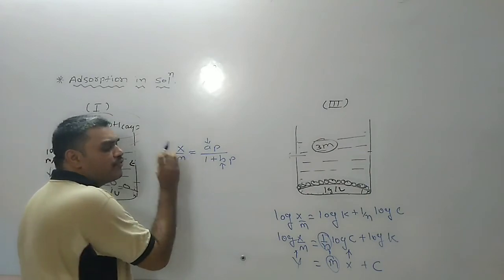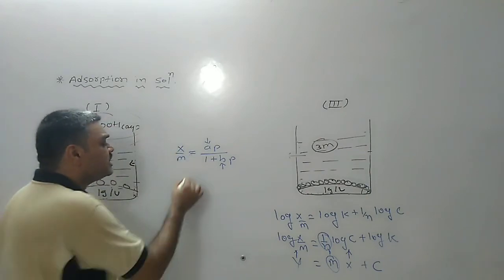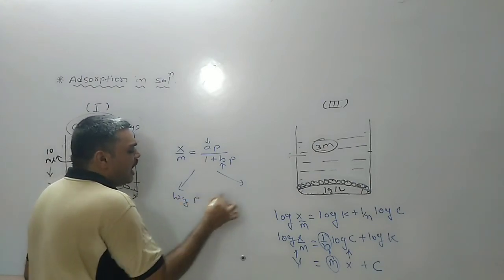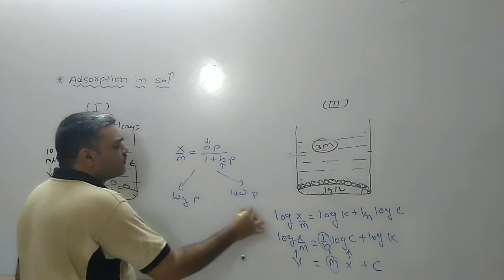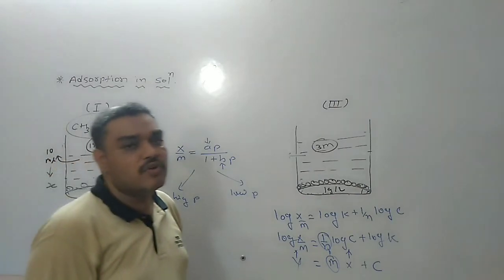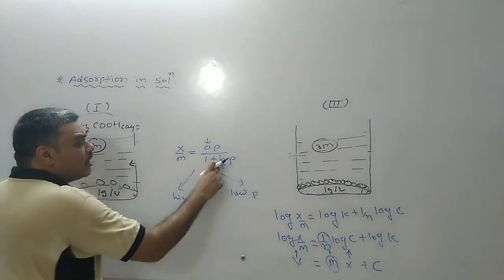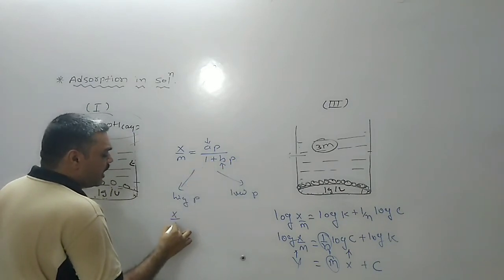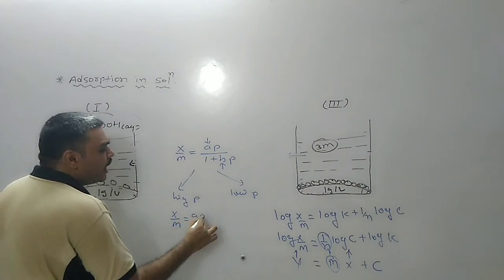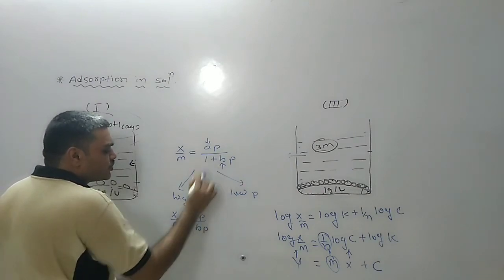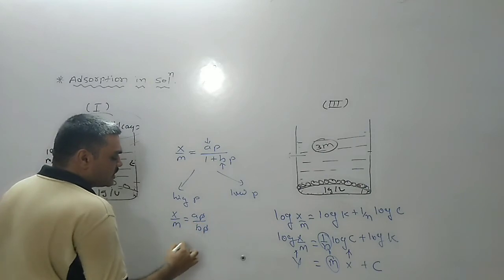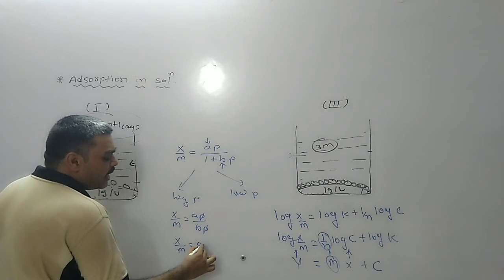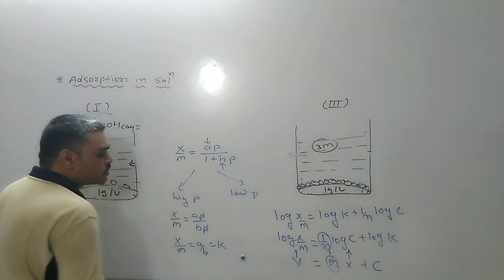So it is more effective than the Freundlich equation, and it is implemented in two different ways, at high pressure and low pressure. You will find that at high pressure the value of BP is very high as compared to 1, then you can take x by m is equal to AP upon BP, because 1 is negligible, P and P cancel. Finally you will find that x by m is equal to A by B, and A by B becomes constant.